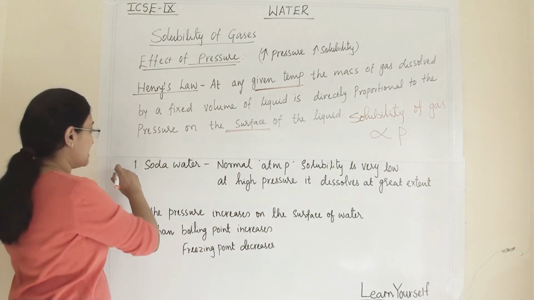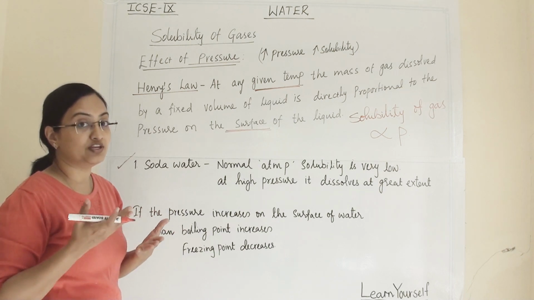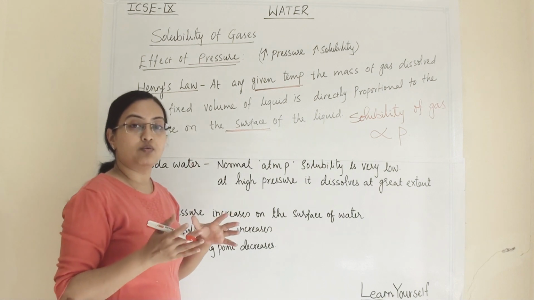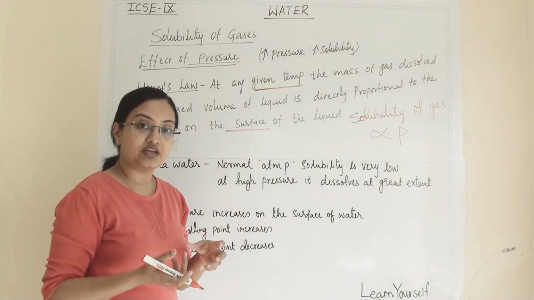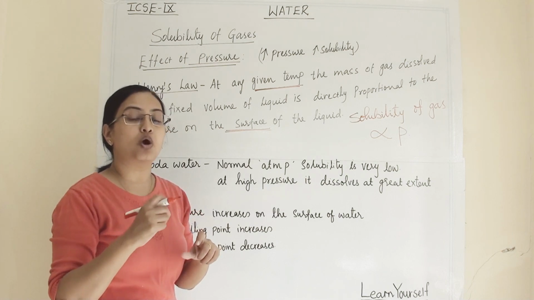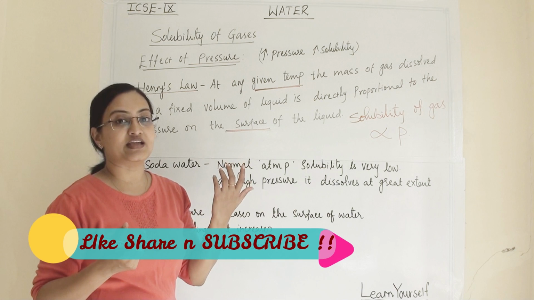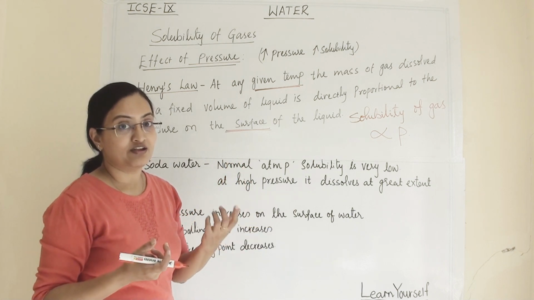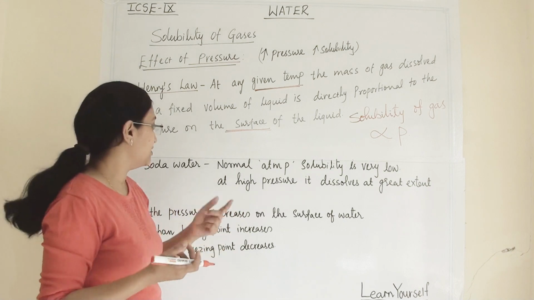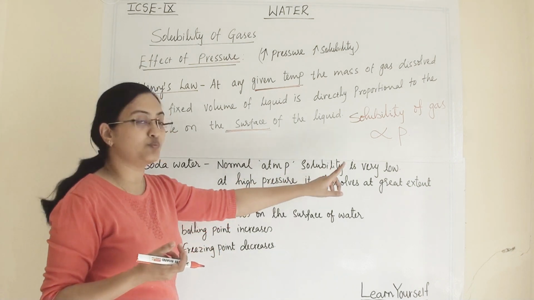This example is important to discuss when we are talking about the solubility of gases: soda water. We know that soda water is an aerated, carbonated drink. When we open a bottle, the pressure is released and carbon dioxide gas evolves from it. We have seen the bubbling that comes out from the liquid. At normal atmospheric pressure, the solubility is very low.